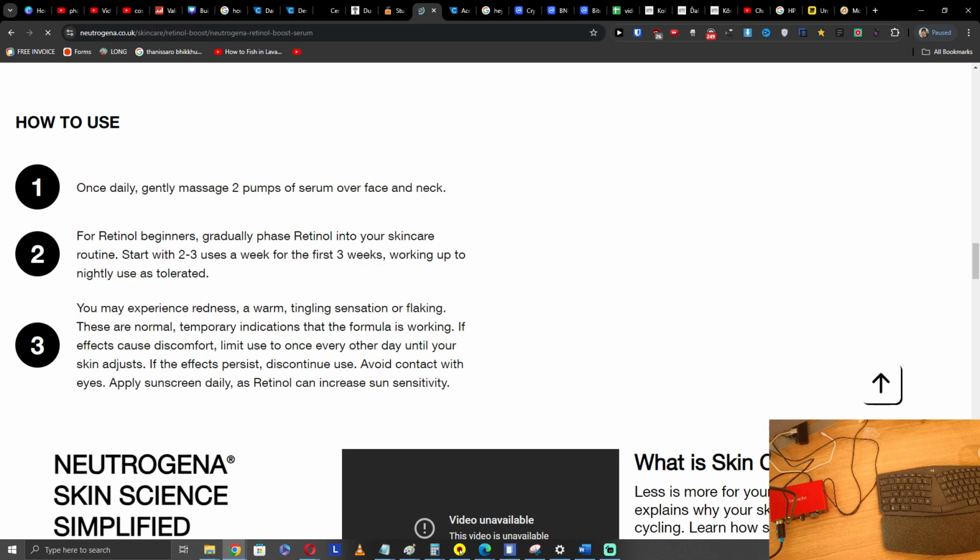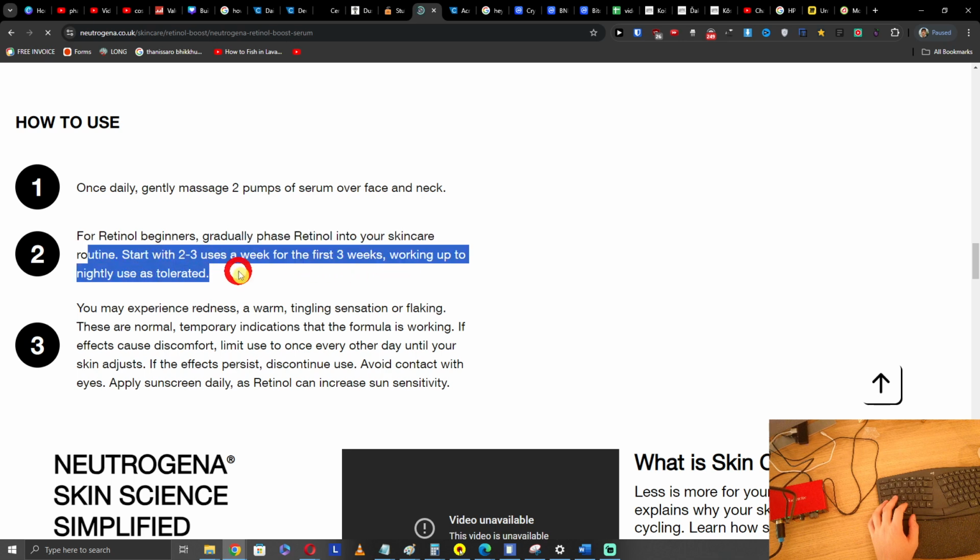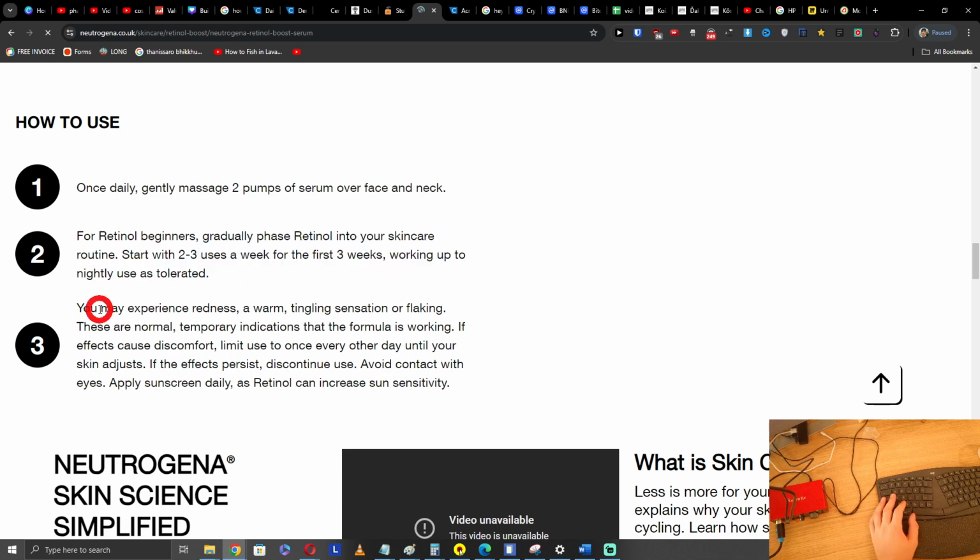And then what you want to do for retinol beginners is gradually phase in retinol. You can start with two to three uses a week for the first three weeks. And then you just want to work it up to nightly as you're ready.